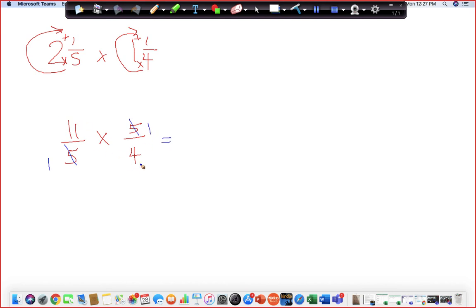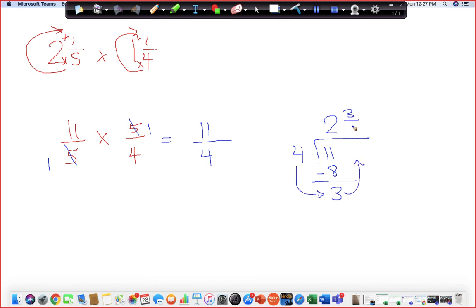We cannot divide 11 and 4 by anything. They do not have anything in common other than 1. So we multiply straight across. 11 times 1 is 11. 1 times 4 is 4. 11 goes in the house, and we can divide it by 4. 4 goes into 11 2 times. 2 times 4 is 8. Subtract and we get 3. Bring up your remainder, and your divisor follows. So 2 3/4.